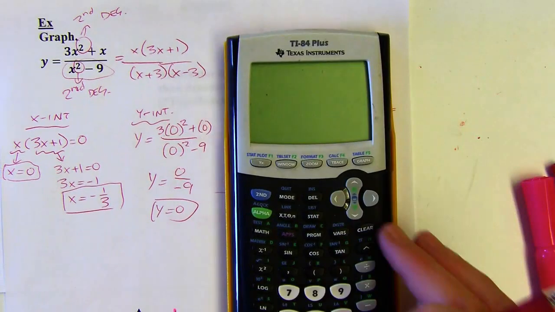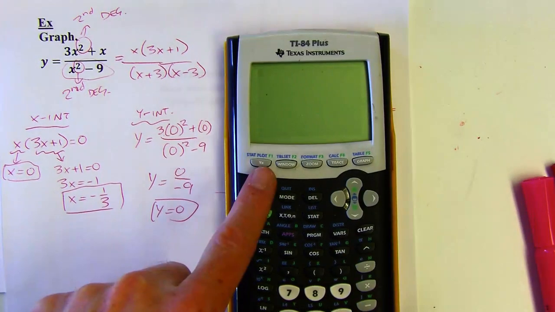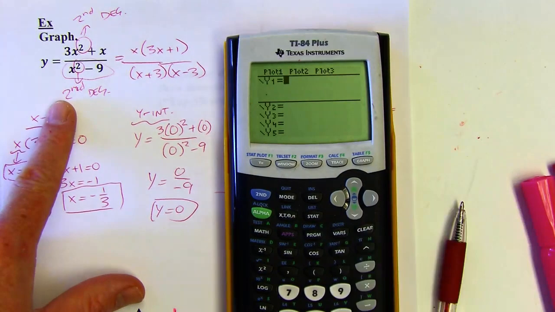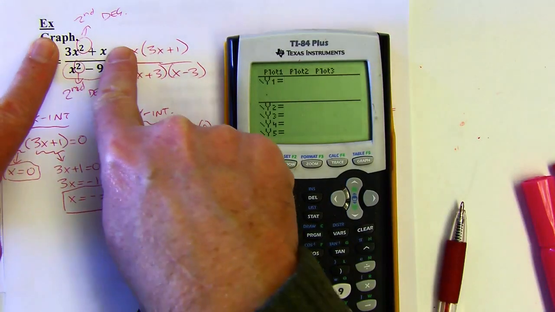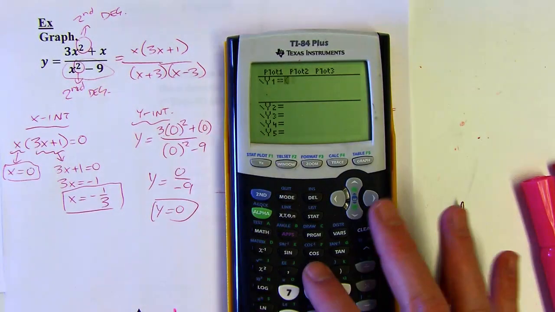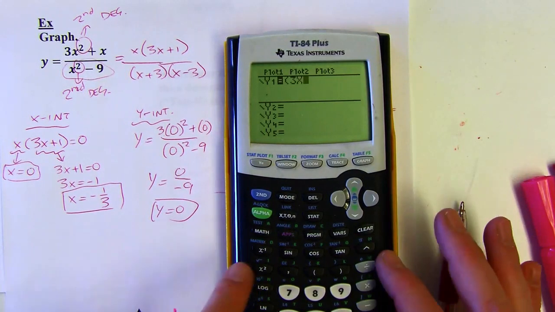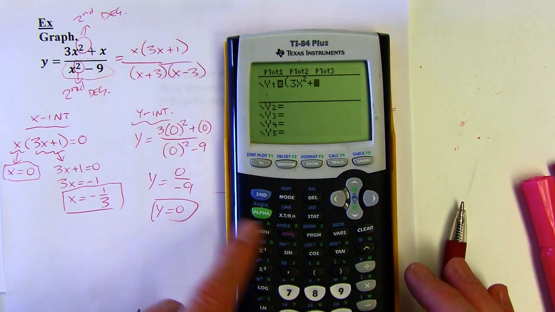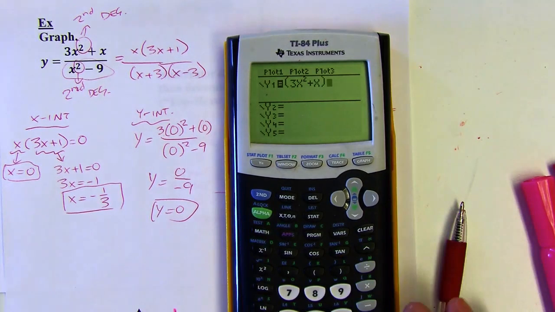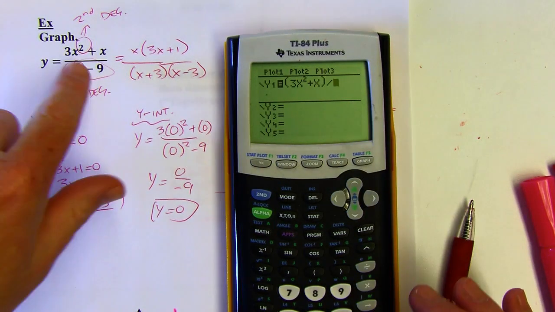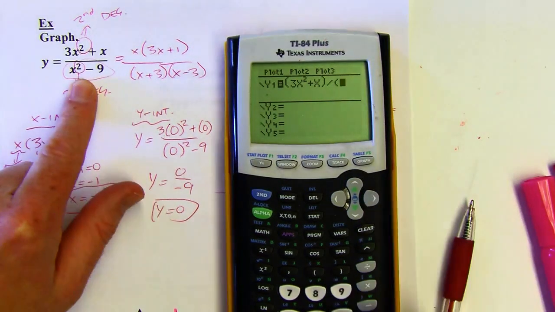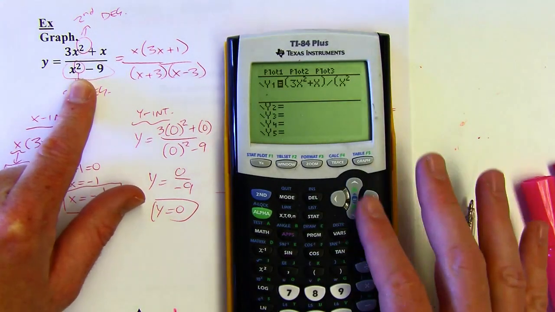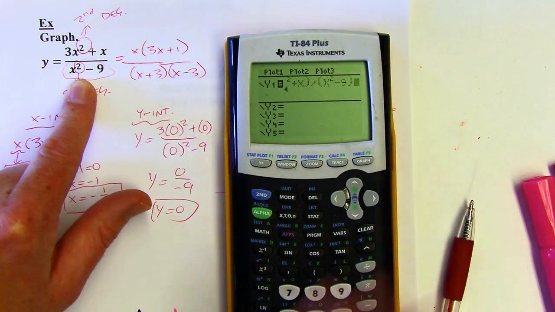Okay? So I'm going to go to the y equals button, and I'm going to put my original equation in. Got some other stuff, so I'll just clear that out. Make sure you put the whole numerator in parentheses. That's going to make things easier. So 3x squared plus x. That is my numerator. I'm going to take all of that and divide it by, and then again, I'm going to put the denominator in parentheses, just to make sure my calculator doesn't get confused about what exactly is in the numerator and what's in the denominator.